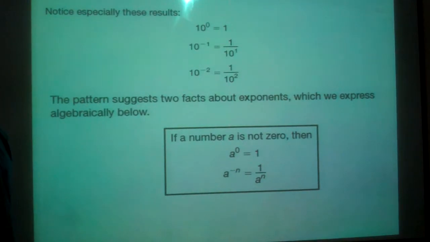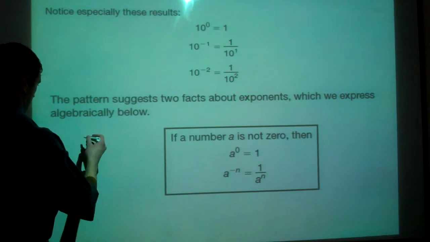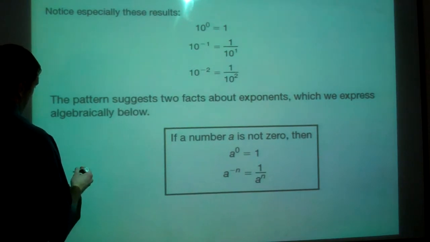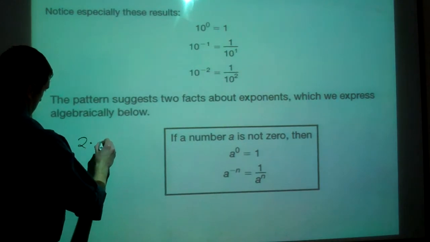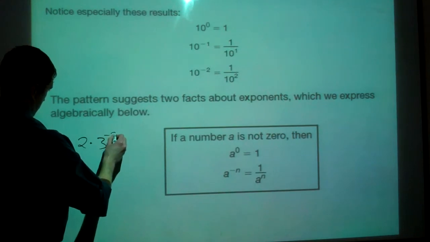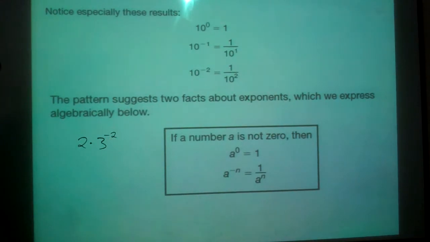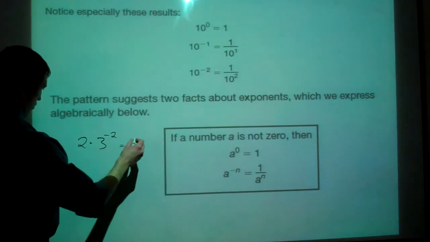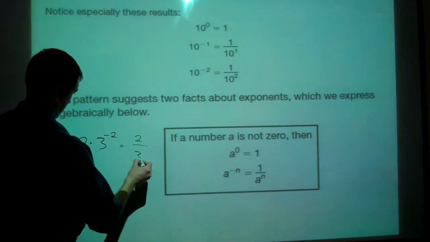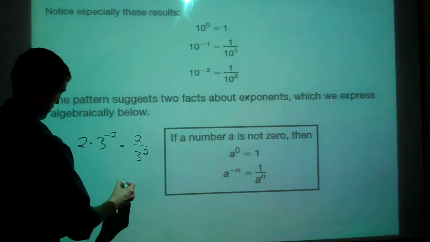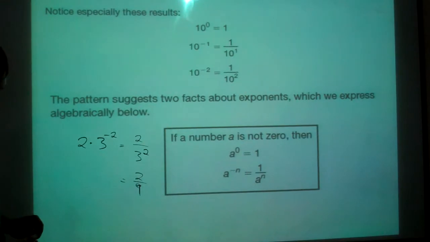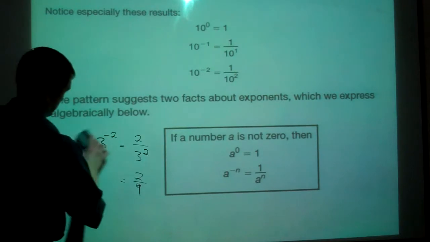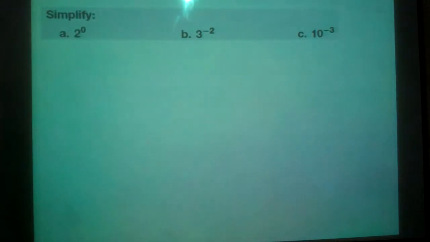And in the future, you might have something like 2 times 3 to the negative second. In that case, we would leave 2 in the numerator and 3 in the bottom. So 2 over 3 to the second. We're not going to get into that yet. So for now, our numerator will just stay 1. But that's coming up.